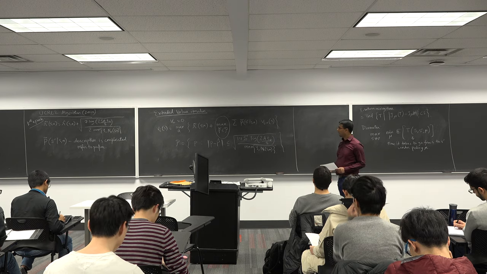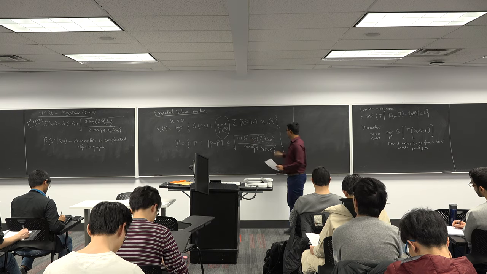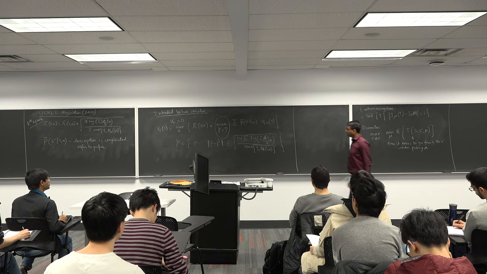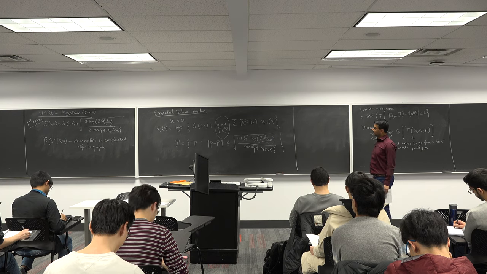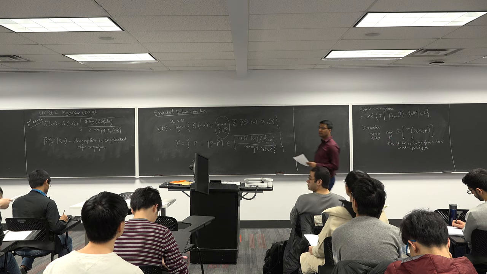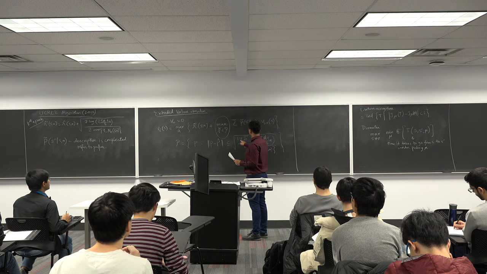What is A here? A is the number of actions. S is the number of states. Sorry? I mean, is that 14 or? Yes. 14, one-four.